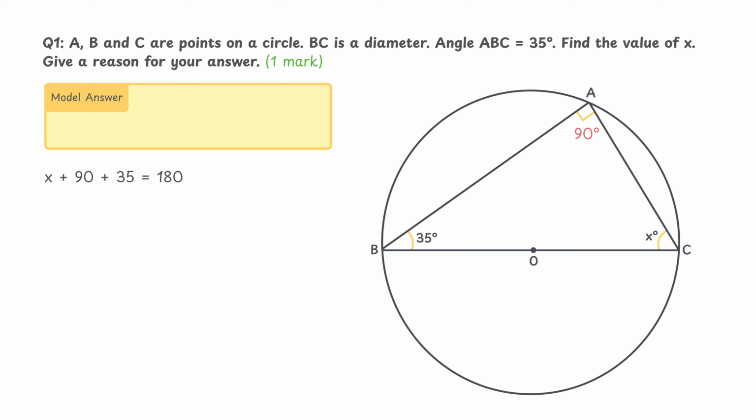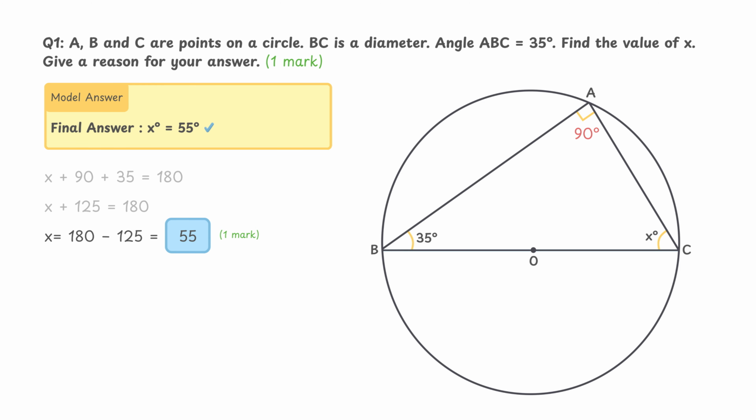Now simplify step by step. X plus 125 equals 180. Now subtract 125 from both sides. X equals 55. So the final answer is 55 degrees.